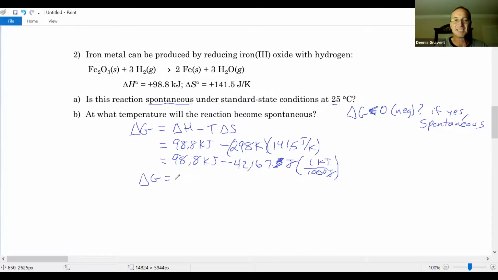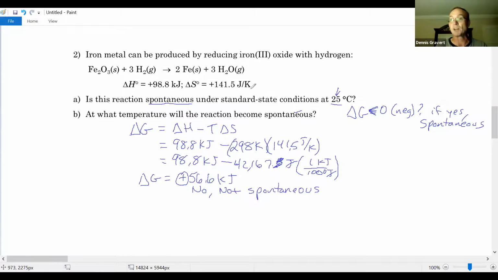And finally, the delta G, I got it to be a positive 56.6 kilojoules. So is this reaction spontaneous? It's positive, so no, not spontaneous. Now, if you've ever seen them try and make iron, you have to heat it up. You're not going to do it at 25 degrees Celsius. So we need to heat it up. At what temperature will the reaction become spontaneous?